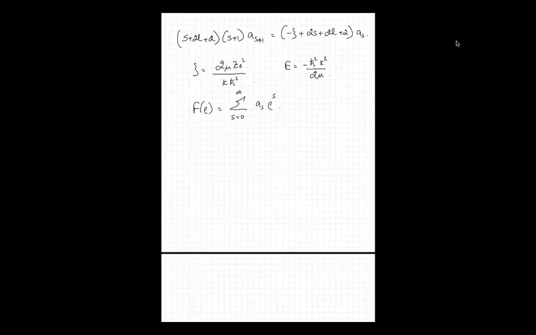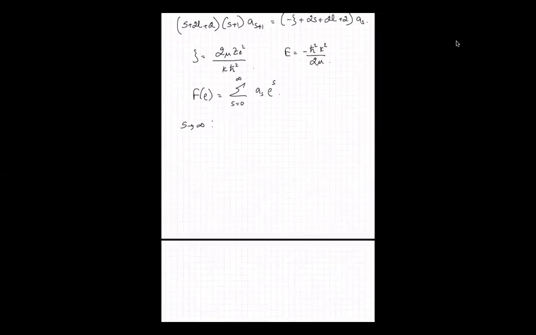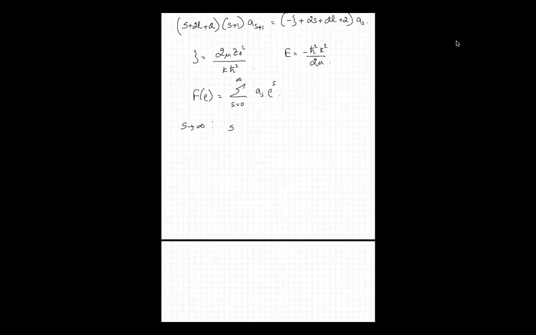So for s going to infinity, let us understand the structure of this recursion relation. Since s is very, very large compared to things like 2 and 2L, for any value of L, I'll neglect those and write this equation as follows. s plus 2L plus 2 simply becomes s, and s plus 1 is also s, because for very large s, 1 is negligible compared to s. So the first term goes like s squared times A_{s+1}.